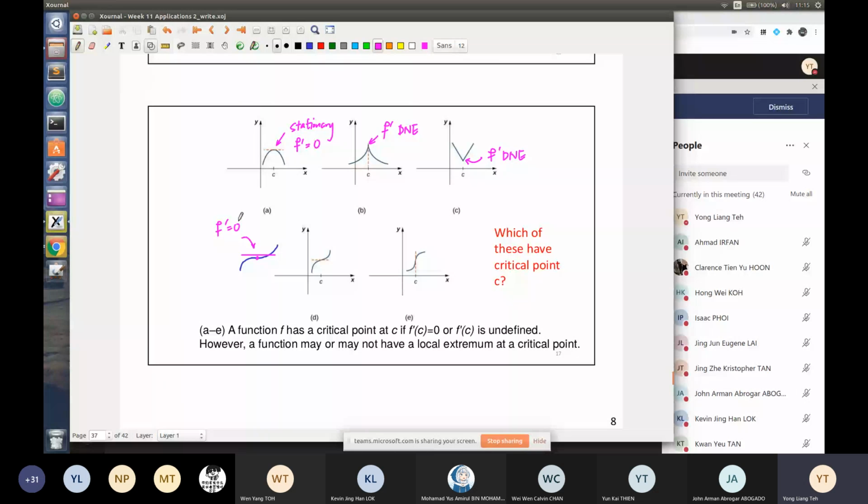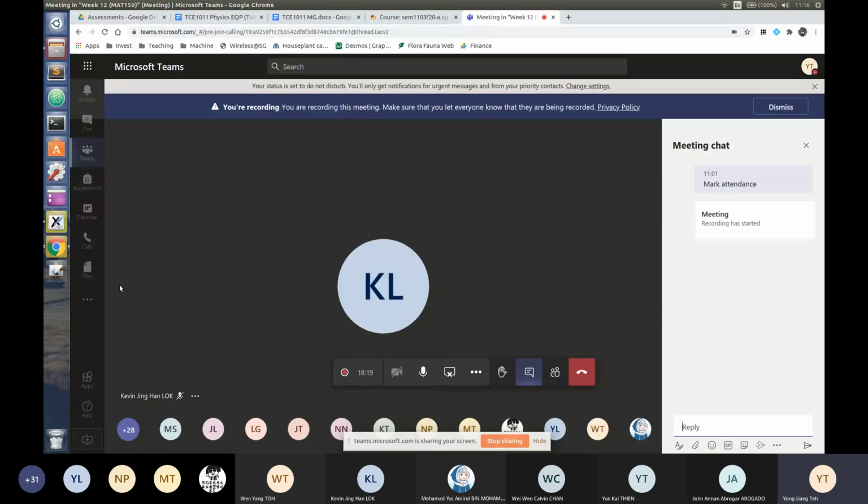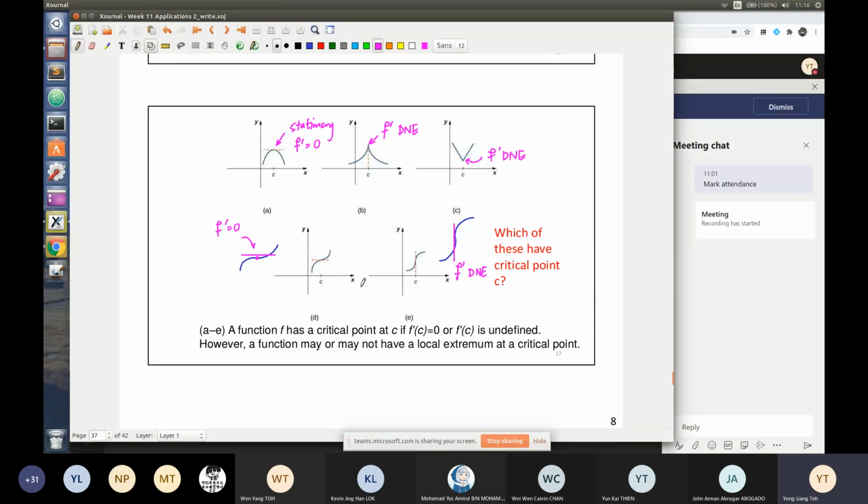So therefore, this is f prime equals to 0. And you can see here that actually f prime does not exist here because this part, right, is actually vertical. Okay, so the point of inflection, right, is actually looking like that. So it goes vertical, and then subsequently at the point of inflection, it turns back. So therefore, you can see the gradient here is actually infinity. Okay, so f prime does not exist. All right.